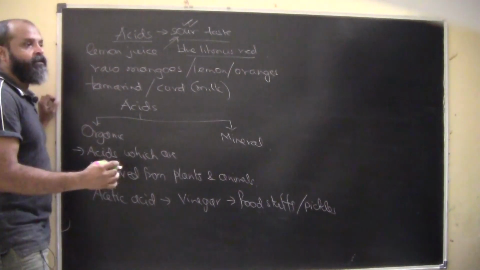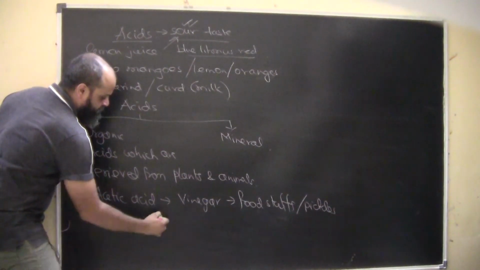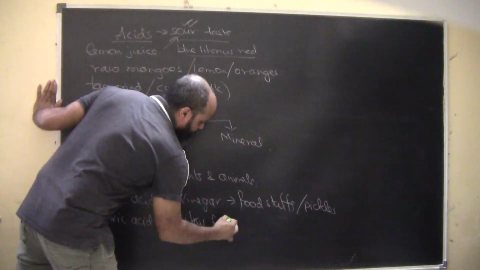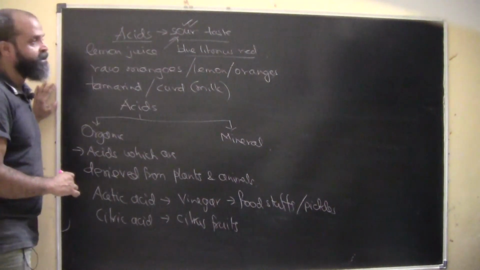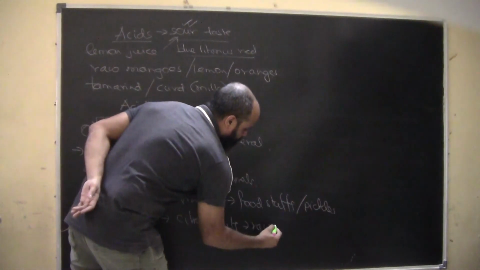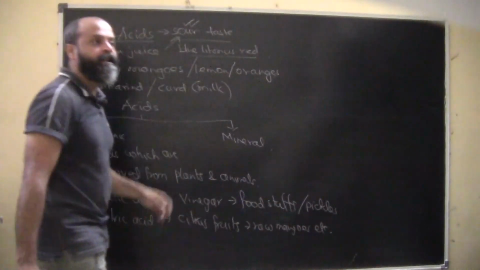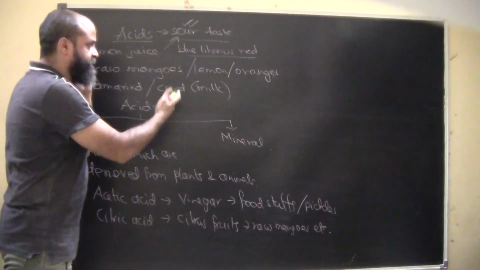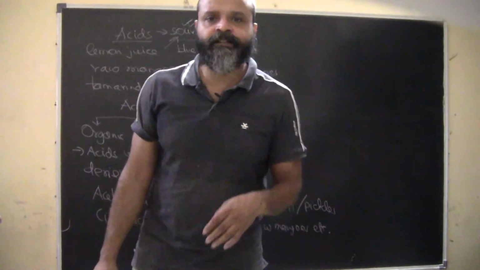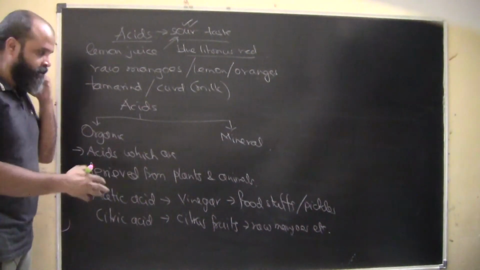Then another example is citric acid. Citric acid is basically present in citrus fruits, the ones which have a very sour taste. As we have already seen, raw mangoes or lemon, oranges, etc. All these are citrus fruits. Any fruit or any substance which tastes sour will have citric acid in it.